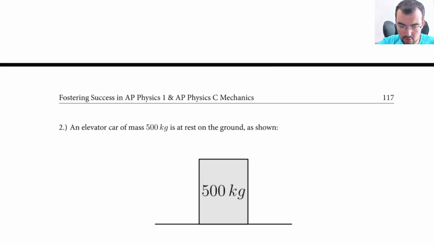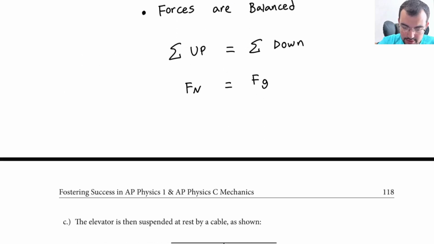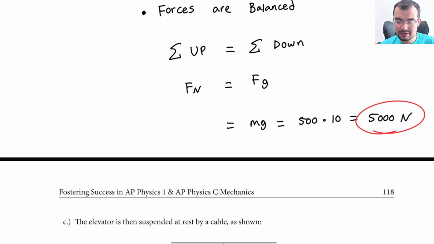And we can always find that gravitational force because it's just mg. So the normal force will just be mg, which is 500 kilograms times 10 newtons per kilogram. So the normal force must simply be 5,000 newtons to cancel the 5,000 newtons of downward pull provided by the Earth.